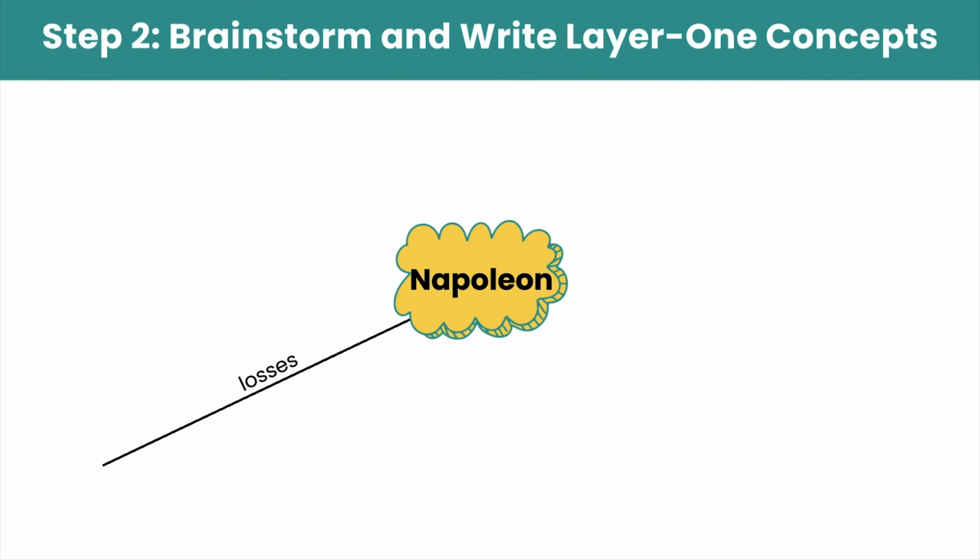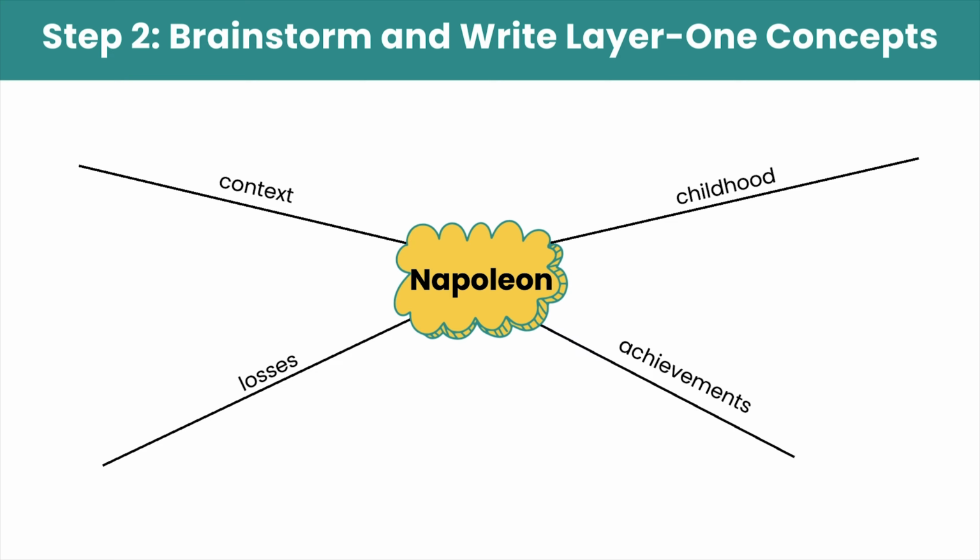And then step two, we're going to brainstorm and write what I call our layer one concepts. That is the first set of branches that come out of our central concept. I am only going to draw 4 here, but a true, real, thorough mind map on a complicated concept might have 20 layer one concepts. So I'm going to write losses, the context of Napoleon's era, his childhood, and his achievements. So that is what we call the layer one concepts.